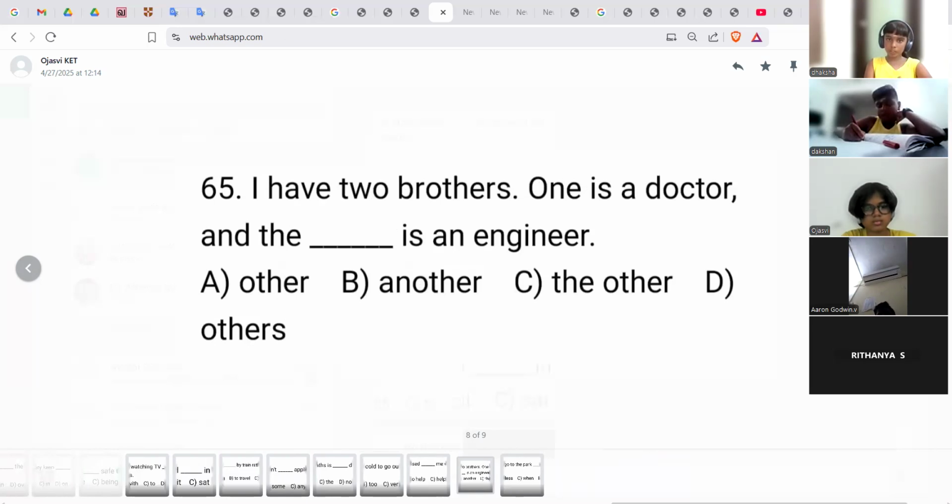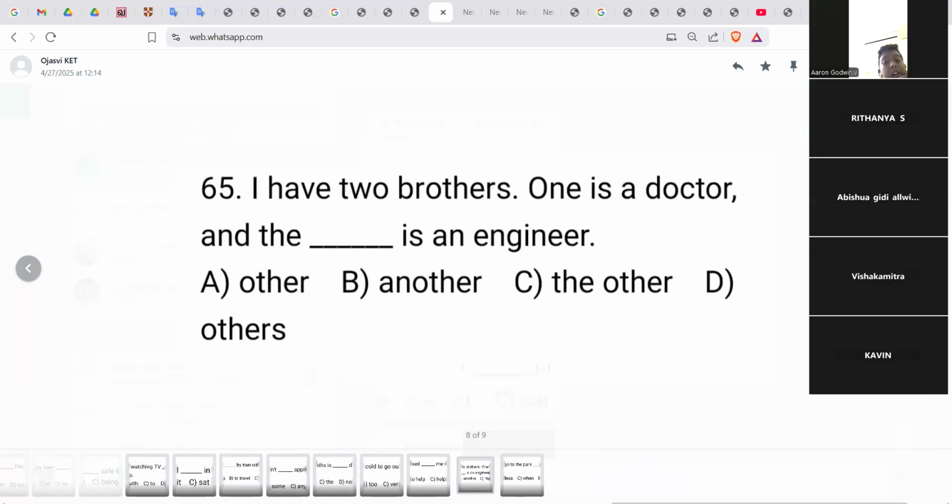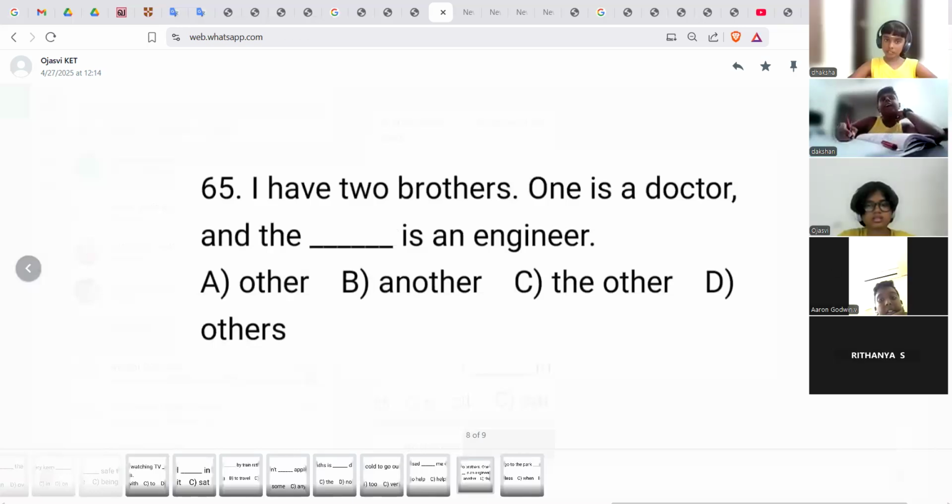I have two brothers. One is a doctor and the other is an engineer. Options: other, another. Aaron, what is your answer? A or B or C? We'll go with each one here. Dakshan, what is your answer? A or B or C or D?